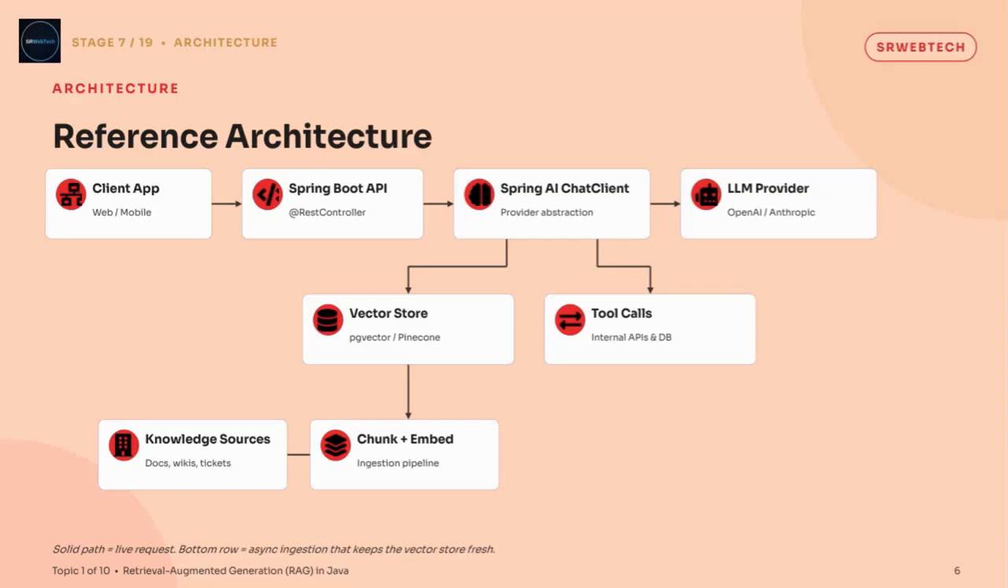Let's dive into the architecture behind Retrieval-Augmented Generation in Java. Here, we see 2 main flows. The solid path represents live requests, where queries hit the system in real time. Along the bottom, there's an asynchronous ingestion pipeline. This keeps the VectorStore fresh by continuously chunking and embedding documents, wikis, and tickets. These knowledge sources feed into the VectorStore, powered by tools like pgvector or Pinecone. Then, the language model provider, OpenAI or Anthropic, handles the generation. All of this is wrapped in a Spring Boot API, ready to serve web and mobile clients efficiently.